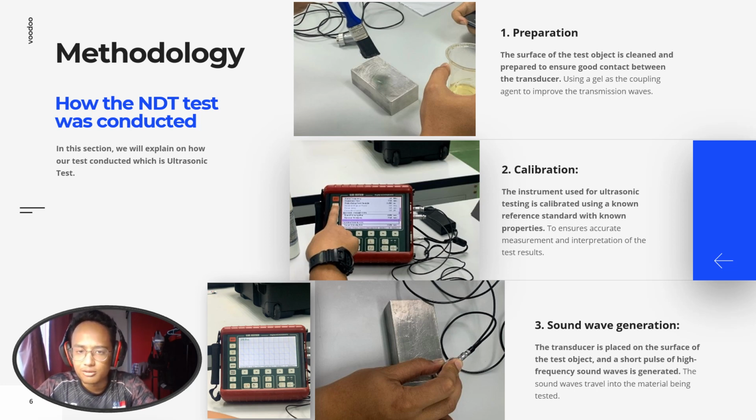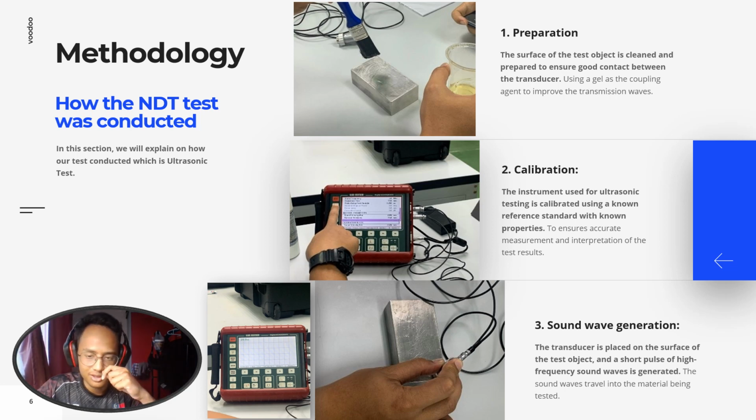First of all, after we find our test material, we have to prepare it. The surface of the test subject must be cleaned off. Make sure there's no foreign object in between our transducer and the test material. To ensure a good contact, we are using a gel as a coupling agent to improve the transmission of waves. Second is the calibration. Calibrate using known reference standards with known properties, also to ensure the measurement and interpretation of the test result.